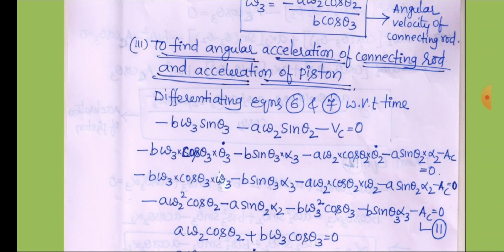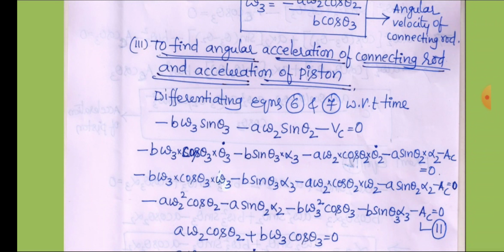So minus a omega 2 sin theta 2, if I differentiate, cos theta 2 into theta 2 dash. Minus a into v constant now, sin theta 2 into, if I differentiate u, then d omega 2 by dt, which is nothing but the rate of change of angular velocity of the crank with respect to time, that is alpha 2. Minus v means velocity. If I differentiate velocity, I am going to get acceleration. Minus AC is equal to 0.